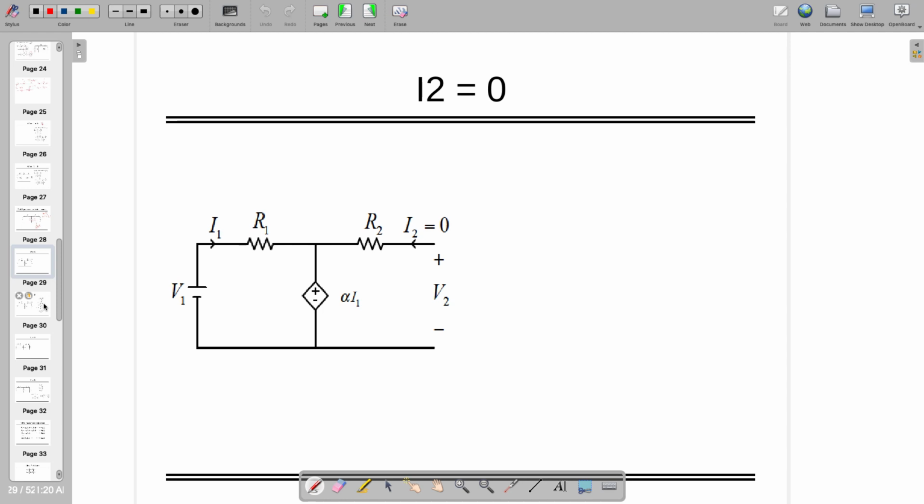So let's use this circuit where I2 equal to 0. By the way, this circuit is known as T. Okay. Yes, Divya, you got something? Okay.